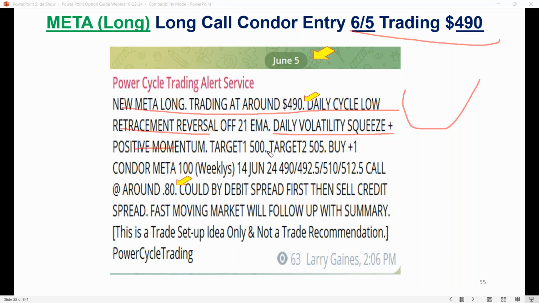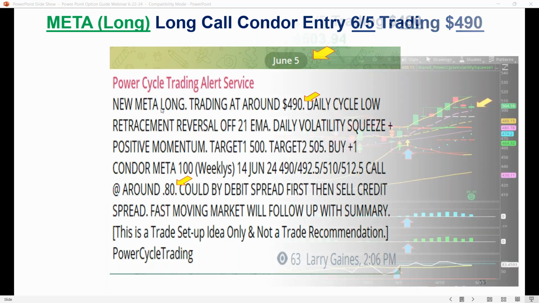This is what I send out, which gives a description of why the trade is being set up so you have more clarity. And then I gave the target. We're looking for target 1 at 500, then 505. So this was buying a condor. It went out to the 14 June series, bought the 490, 492.5, that was a call debit spread side, and then sold the 510, 512.5 call spread against it, to set this up around 80 cents, $80. So it was a debit spread, max risk around 80 bucks.